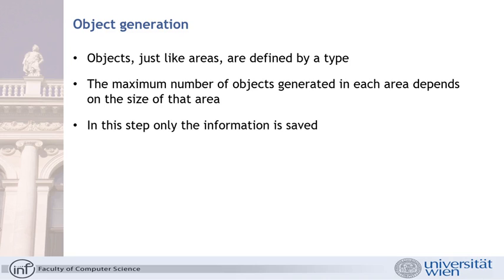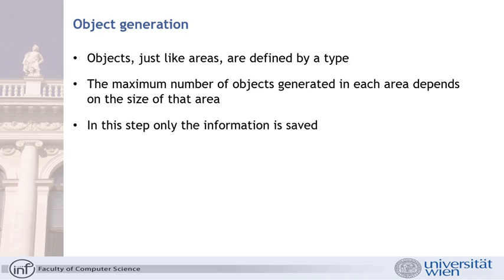Objects, just like areas, are defined by a type like building, tree, or prop, and the size, of course. The type of the object generated depends on the type of the area which the object is associated with. Then the buildings are placed first, and trees and props can fill the remaining space. There are currently 3 thematically different building types that can be generated, and the maximum number of the objects generated in each area depends on the size of the area.